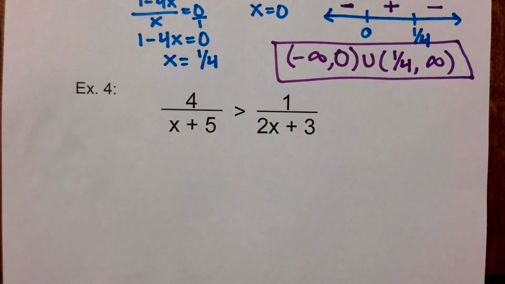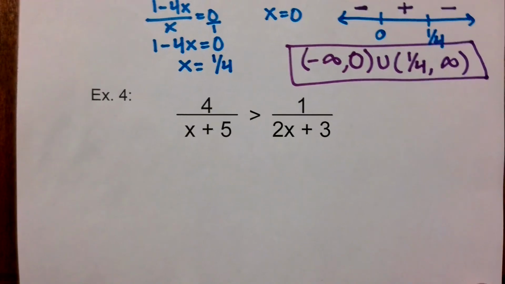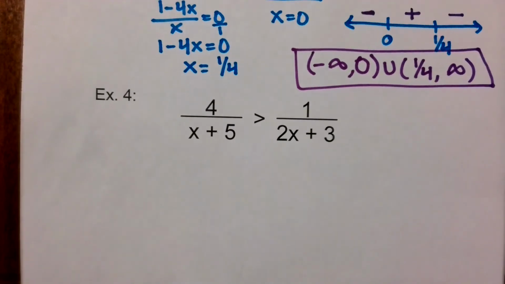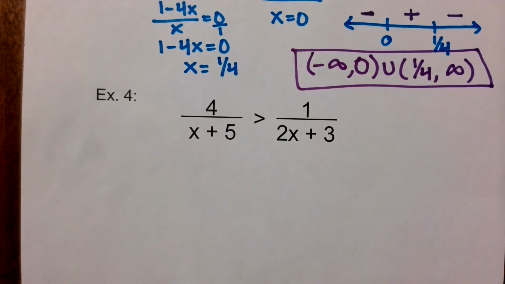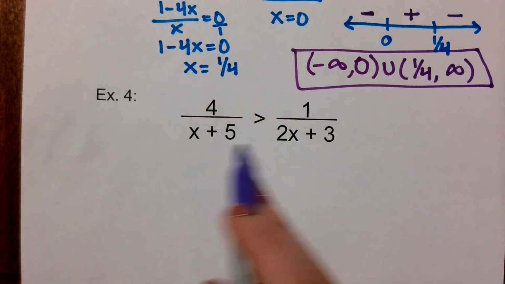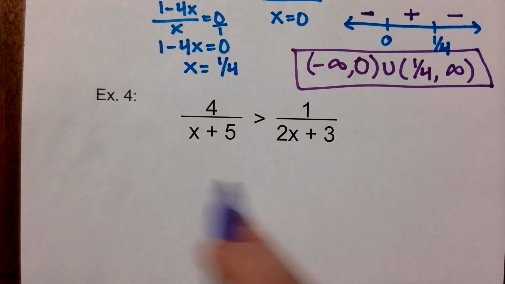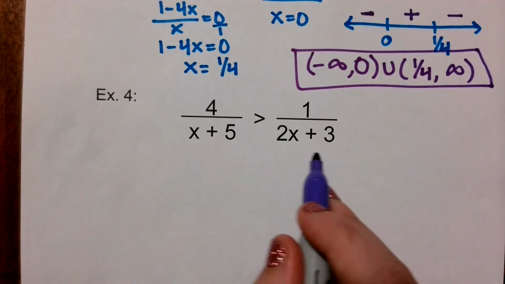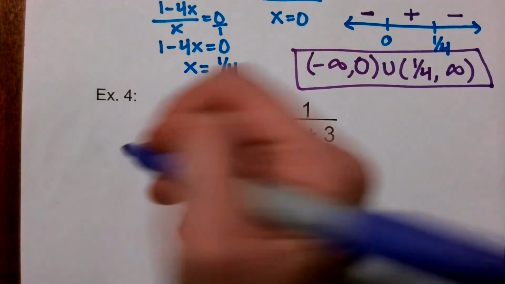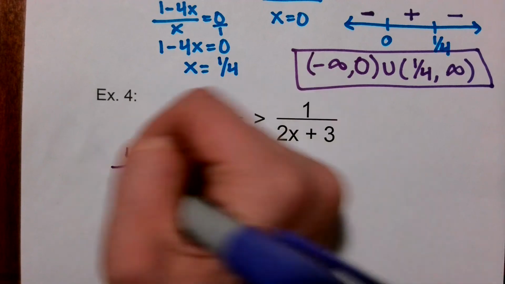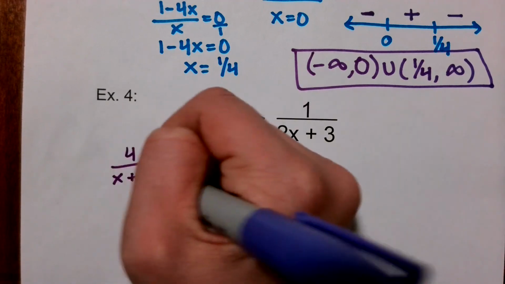One more example. This one's a little bit more challenging in the simplifying department. So first things first, we're getting everything on one side. It really doesn't matter which side you move it to. So we could move 4 over x plus 5 or 1 over 2x plus 3. We'll just keep going the way that we've been going. So I'm going to move everything to the left.